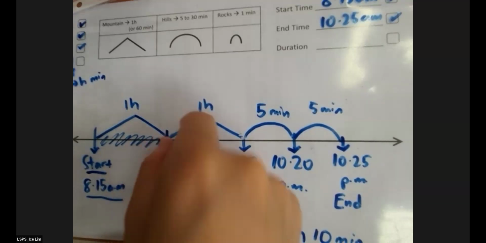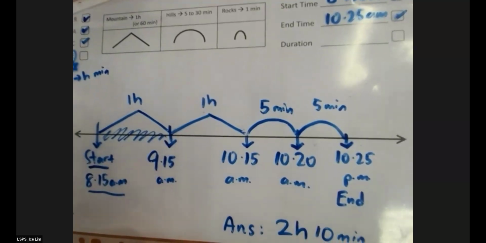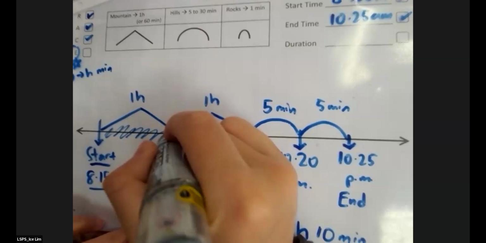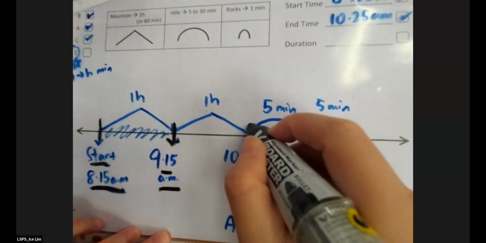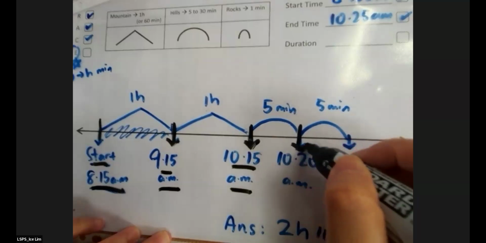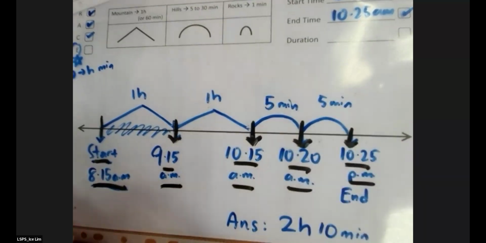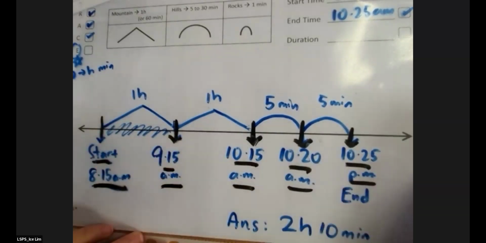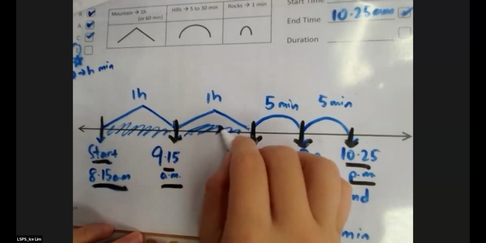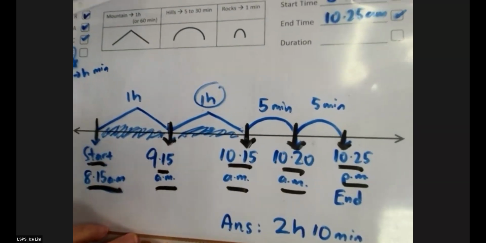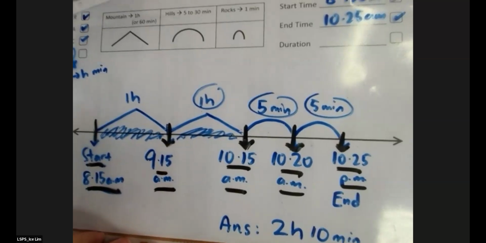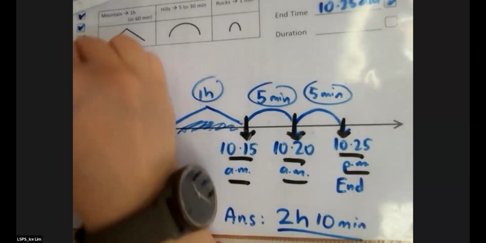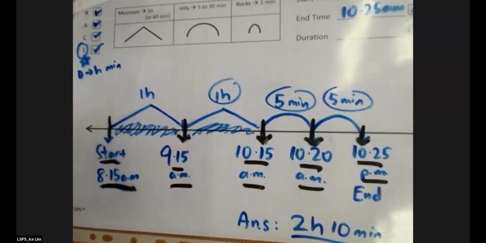So I'm writing the time at the marker point here. I'm writing the time at the marker point here. Whereas for the duration, it was the spaces in between. 1 hour here. It was the mountains here. And then the hill, 5 minutes, I wrote it in the space on the hills. Okay? And then for the answer, I check whether I have hours and minutes. Is that okay? All right.